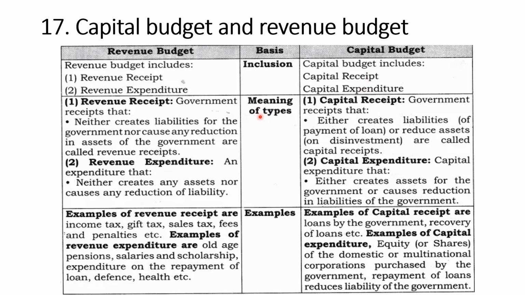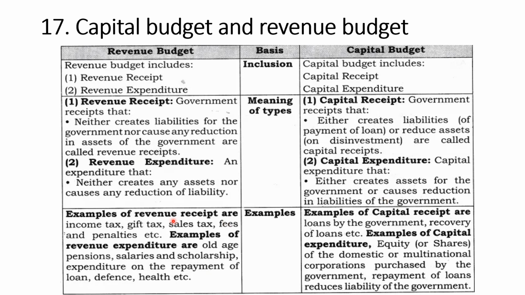Meaning the types: revenue receipt, it includes government receipts. It neither creates liability for the government nor creates any reduction. Revenue expenditure, it is an expenditure that neither creates any asset nor causes any reduction of liability. Coming to the capital receipt, it is a government receipt that creates liabilities or reduces assets. Capital expenditure, it creates assets for the government or causes reduction in liabilities of the government.